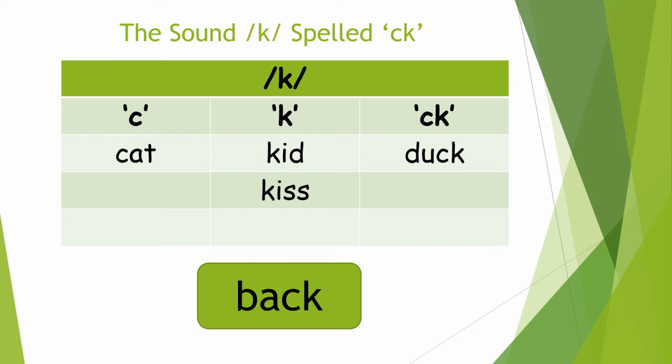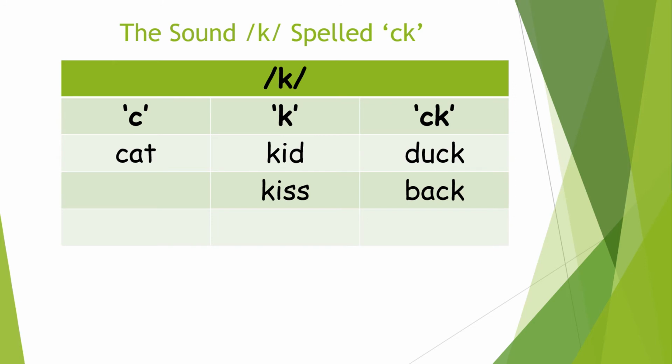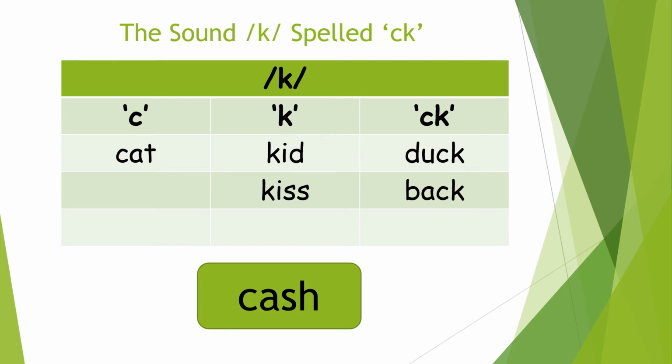Here's another one. This is the word back. Where does back belong on our chart? Back belongs in the CK column because it has the letters CK at the end. Let's put it there. Read this word. This is the word cash. Where does cash belong on our chart? Cash belongs in the C column because cash starts with the letter C.